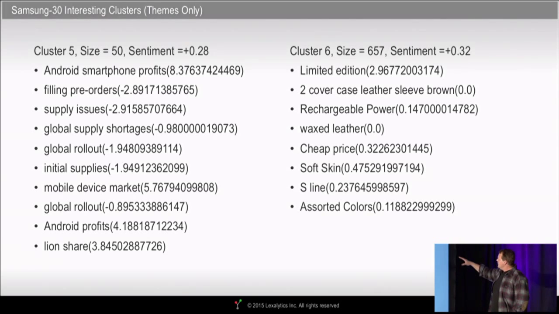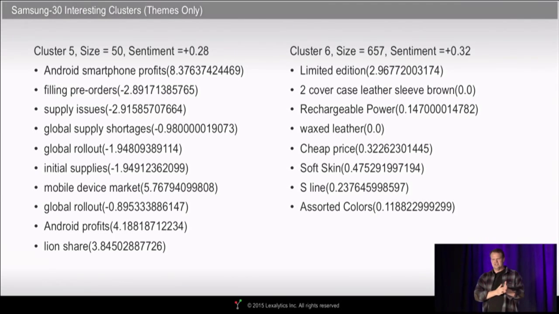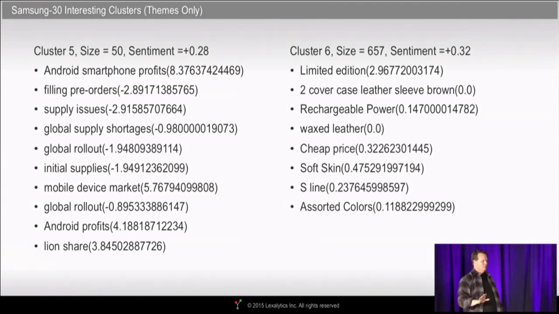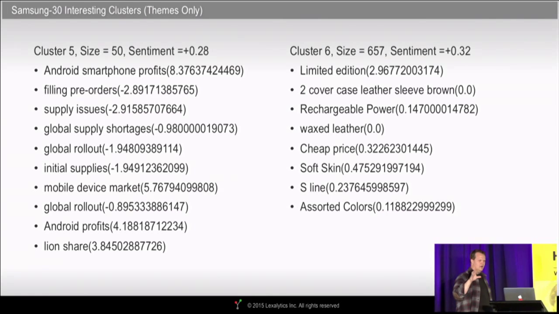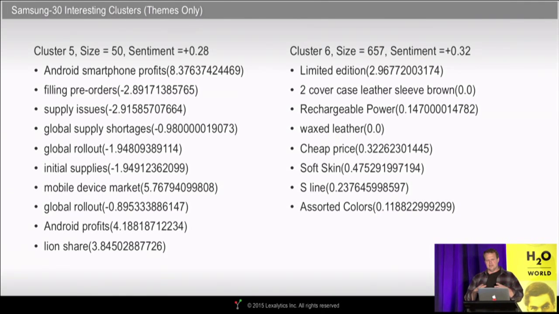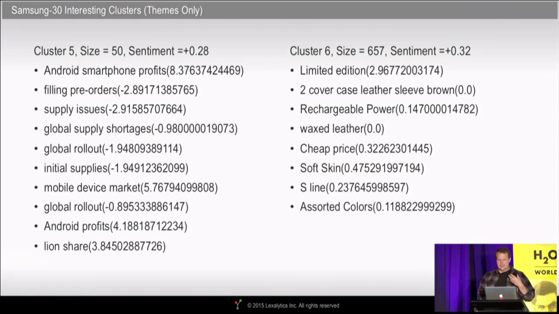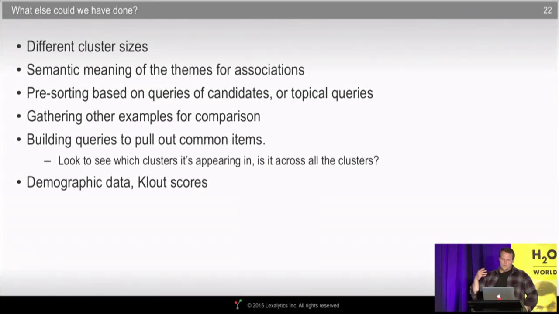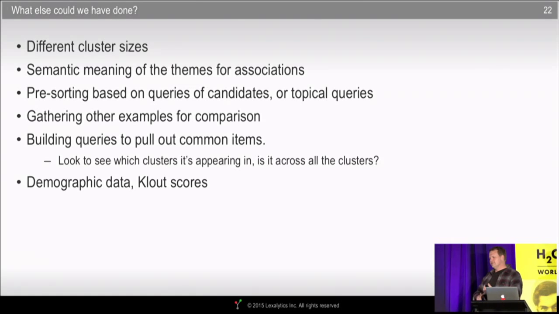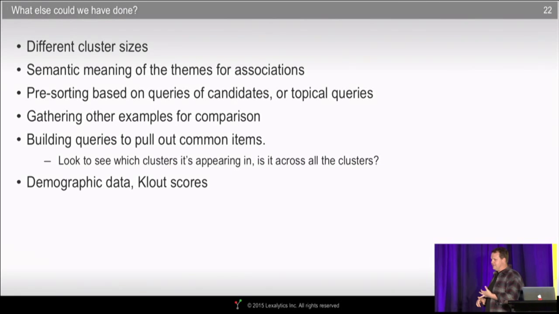And on the right, this high sentiment having to do with this luxury aspect of it. The limited edition, the leather sleeve, waxed leather, soft skin. It puts the lotion on the phone. These are all things that people are talking about as being really important to them that they're really positive about. This is interesting because if you're trying to figure out how you did with your launch of the Samsung, it's cool. So what else could we have done? Different cluster sizes, semantic meaning of the themes for associations.